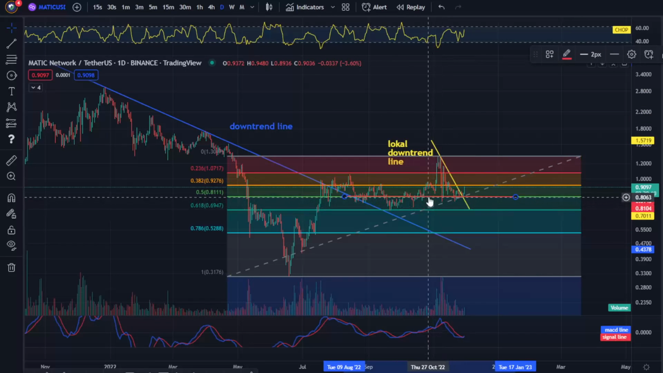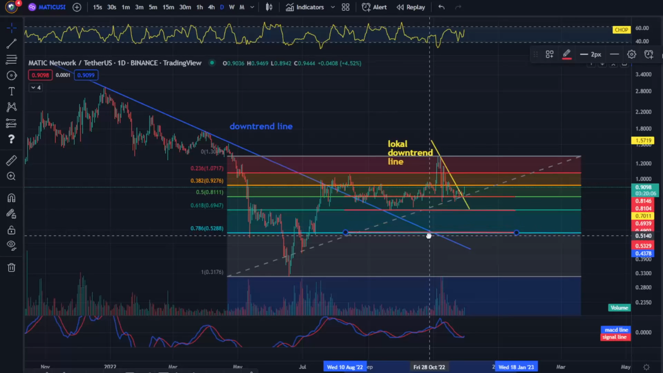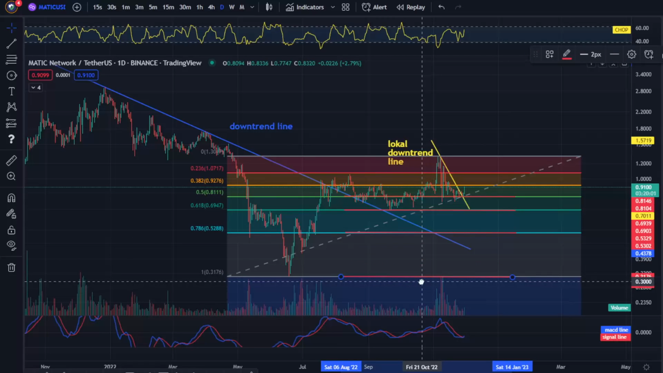First, we will check the situation with the resistances that the price must overcome, and here we see that the first resistance is at 81 cents, the second at 69 cents, the third at 53 cents, and the fourth at 32 cents.